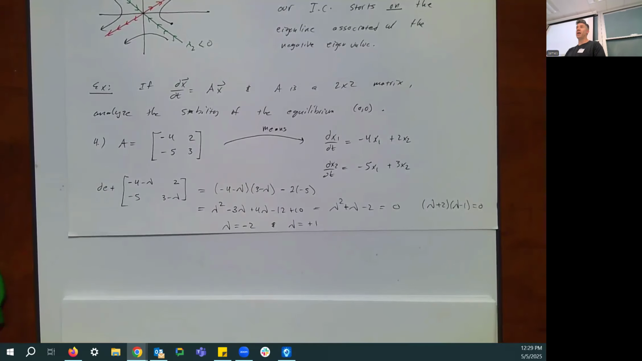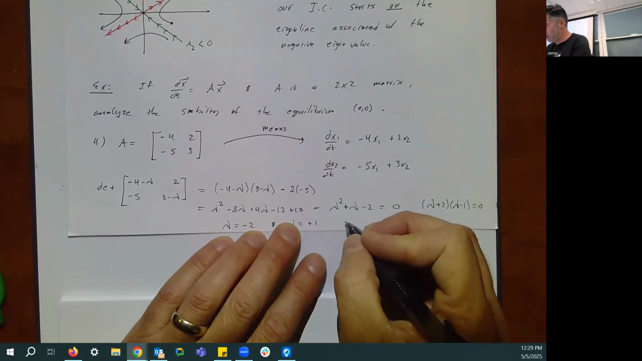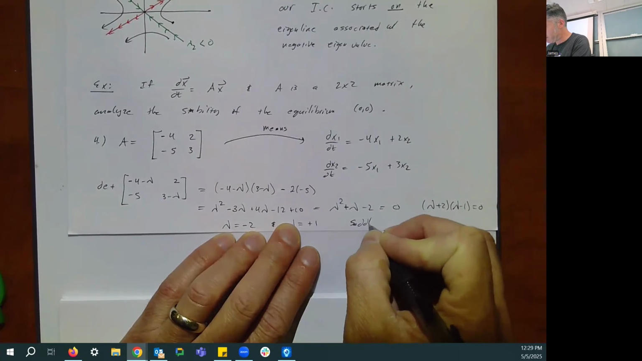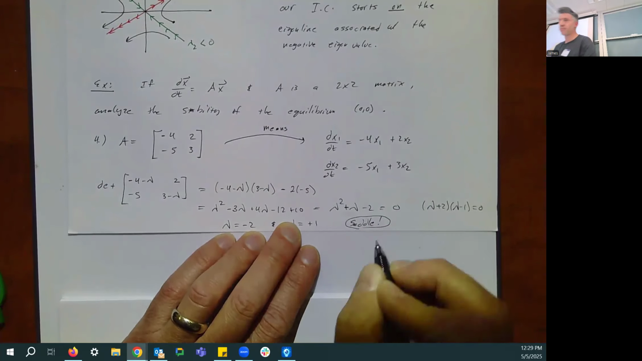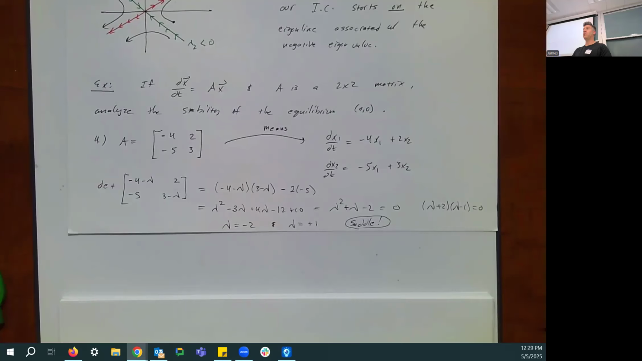Since they're opposite signs and both real, well, you can only really talk about the signs if they are both real. You can't really say a complex number is positive or negative. But since these are both real and have opposite signs, that means we have a saddle. We didn't do anything else. We're not asked to do anything else. We don't have to find the eigenvectors. We don't have to find the solution. All we've been asked to do here is just classify what the system looks like.